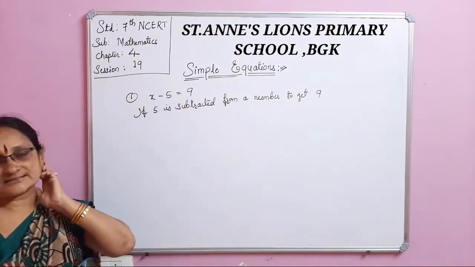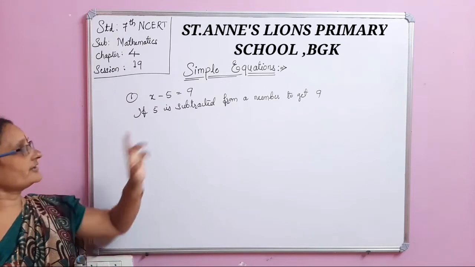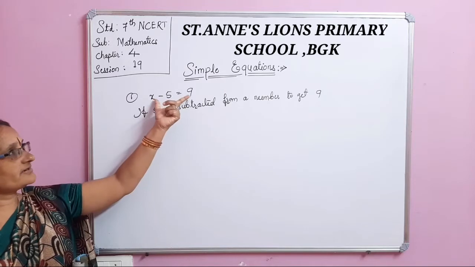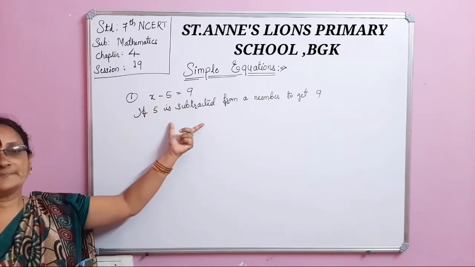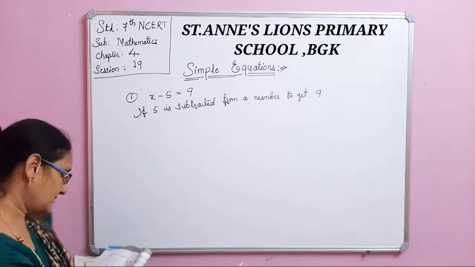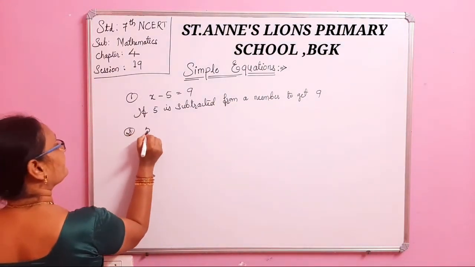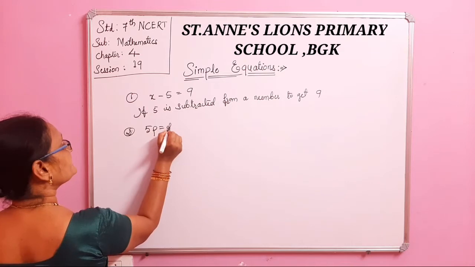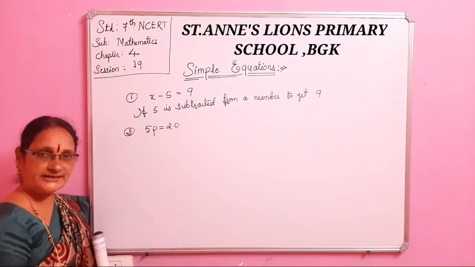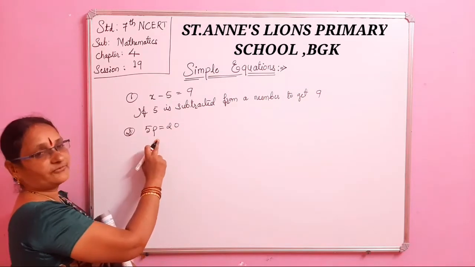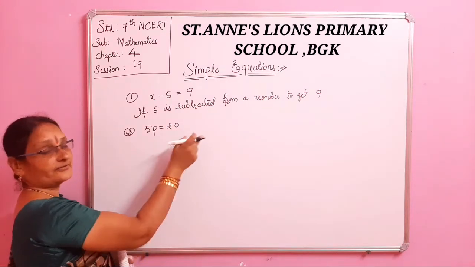In the previous case, statement was given. We have written the equation. Now reverse, vice versa. Equation is given. We are writing the statement. Okay. The same way, second one, 5p is equal to 20. Very easy. Anybody can tell this? 5 times of p is 20.